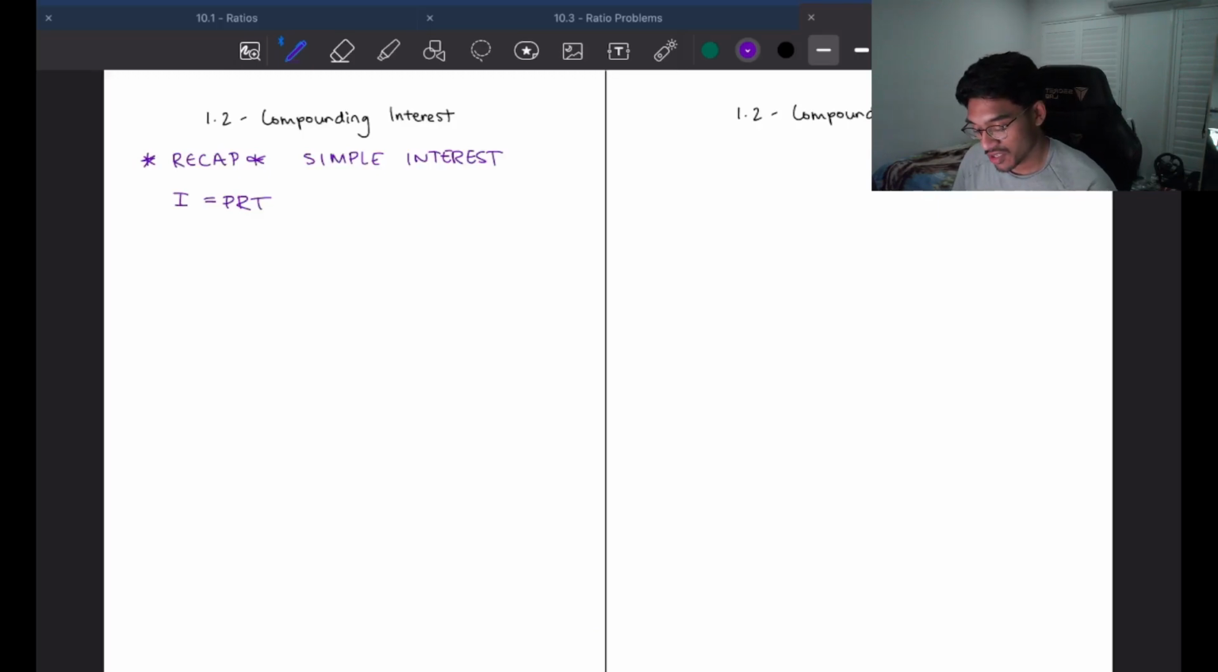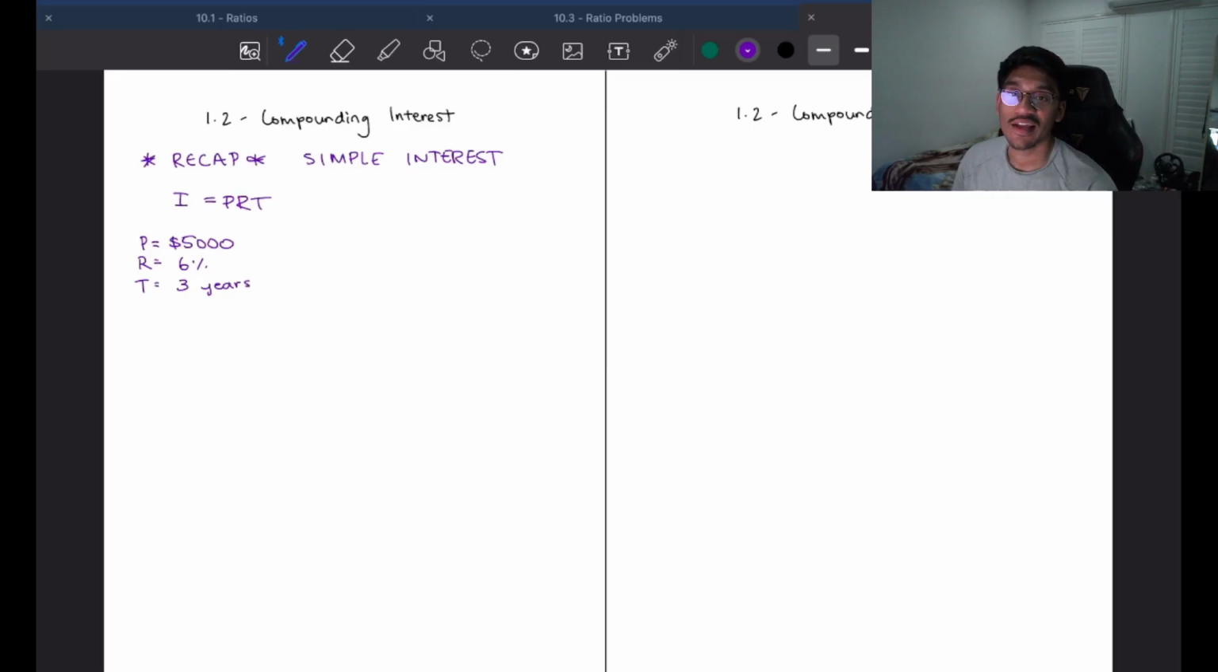Let's look at a scenario. Let's say that I put $5,000 into a bank at an interest rate of 6% for 3 years. So let's say P is equal to $5,000. So my principal is $5,000. My interest rate is 6% for a time of 3 years, we'll say.